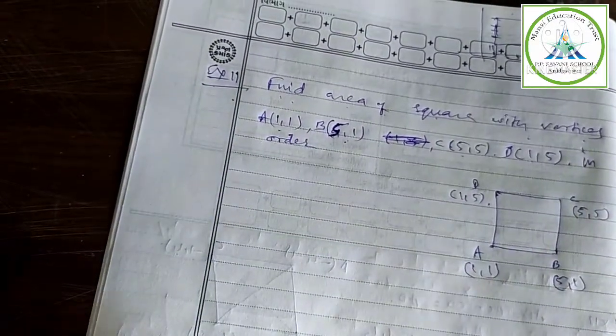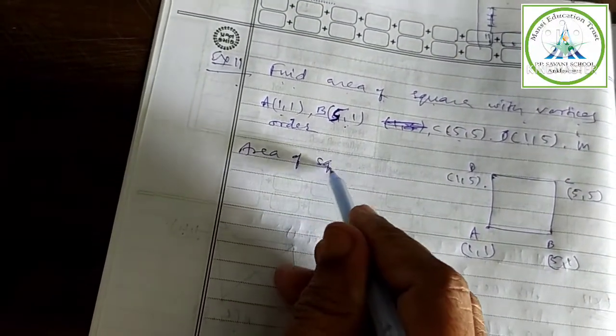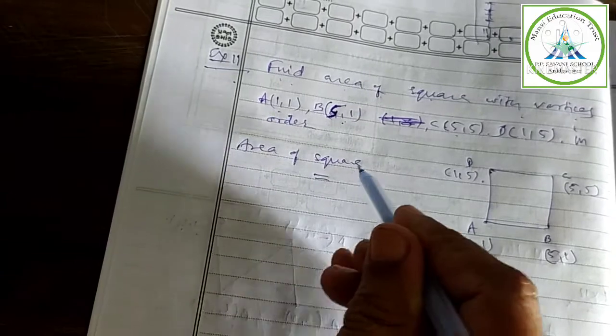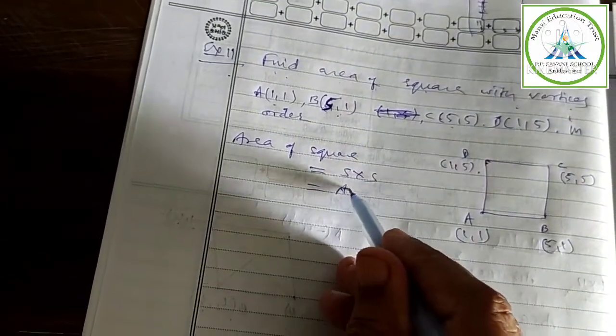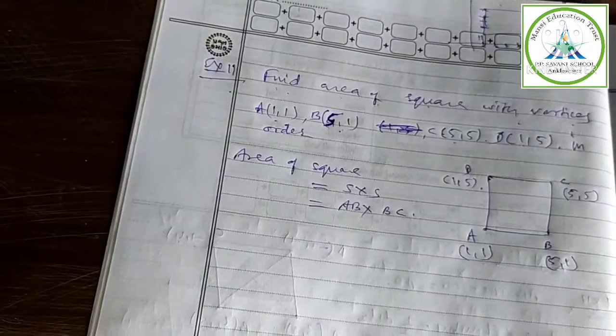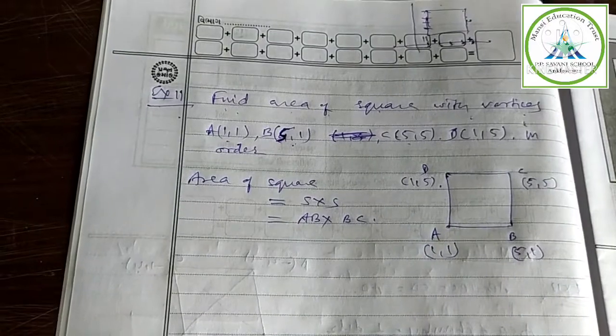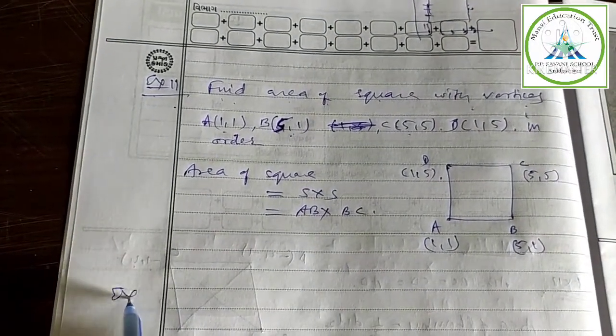Clear? Now you know the area of a square. What is the formula? Side multiplied by side. So you can take any two sides, say AB multiplied by BC. Okay? Now do this. Solve this. You can solve. Okay? Now example number 12.